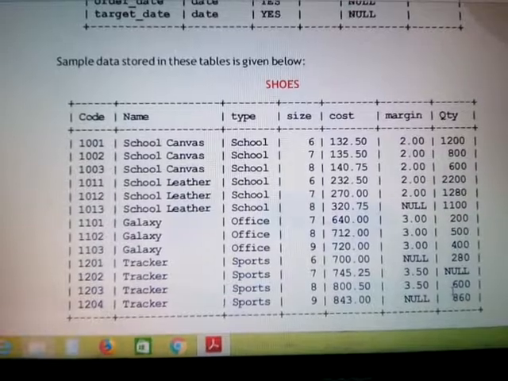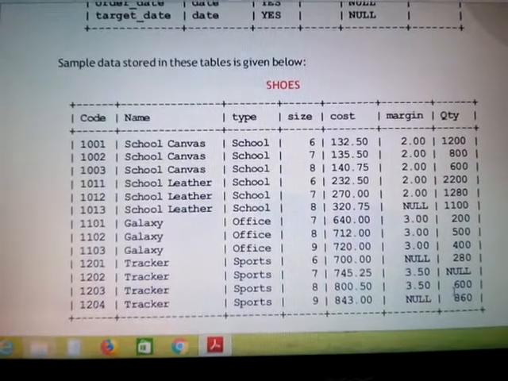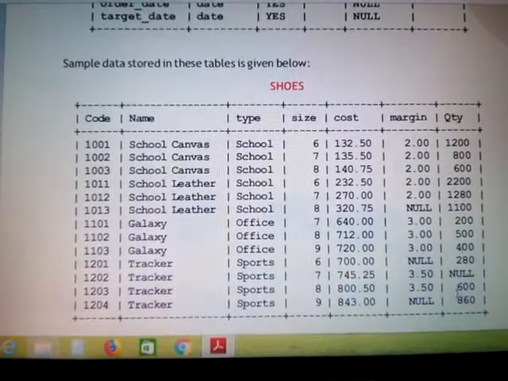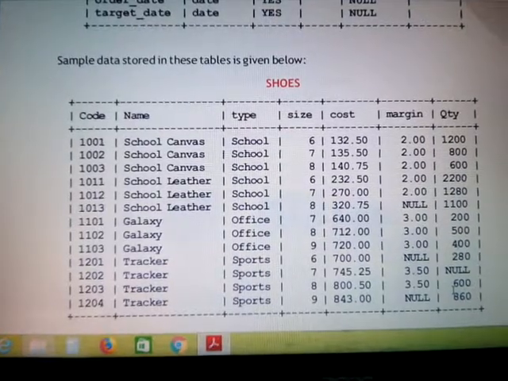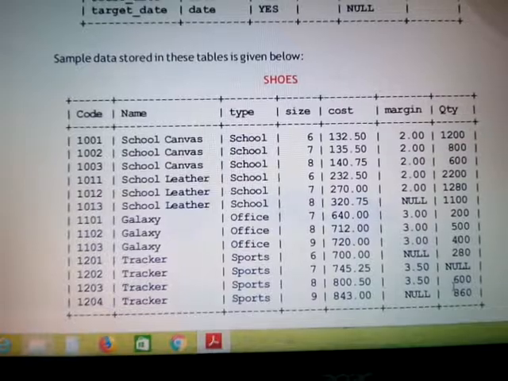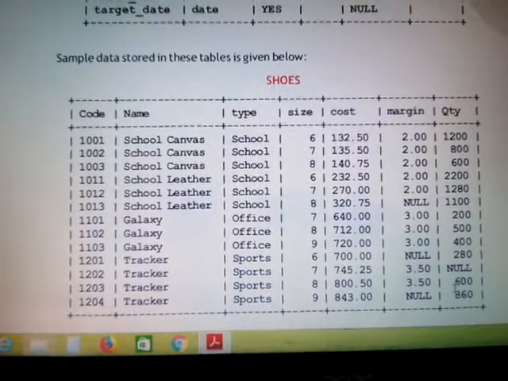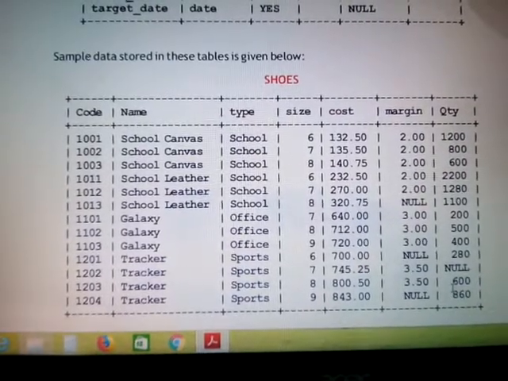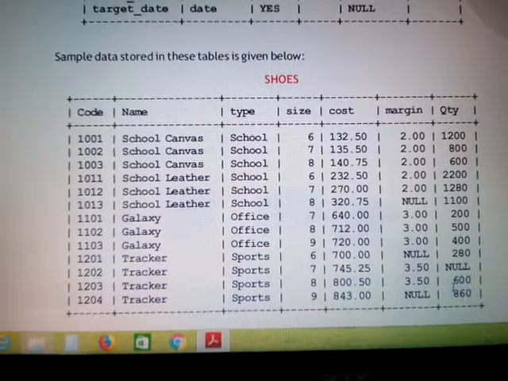So group by type simply means that based upon similar values we are grouping, so that we can reduce the number of rows in our result set, as well as summarize the data from the database.